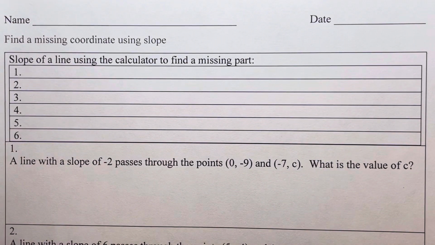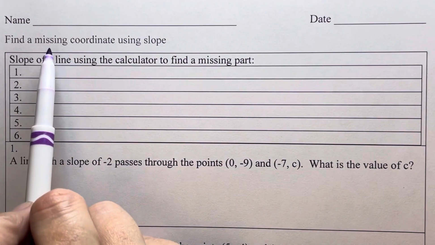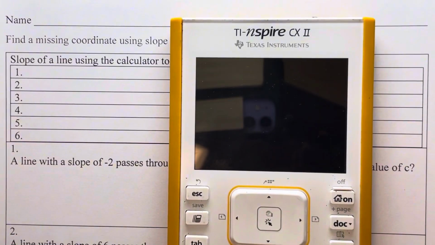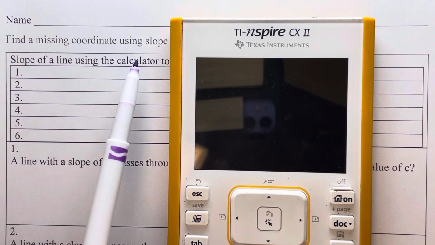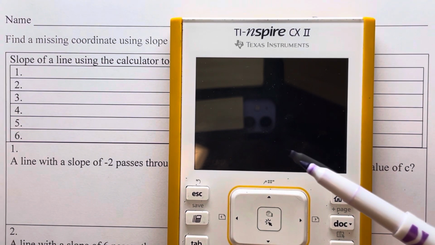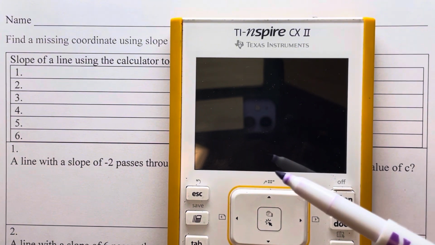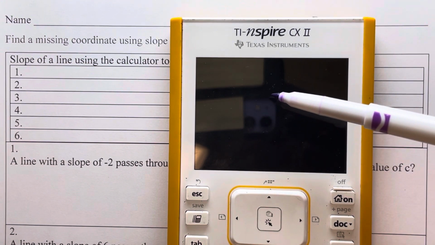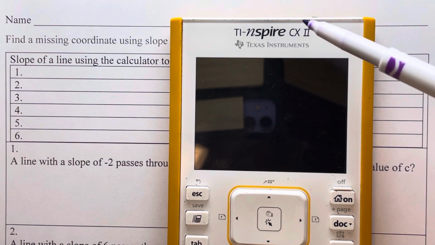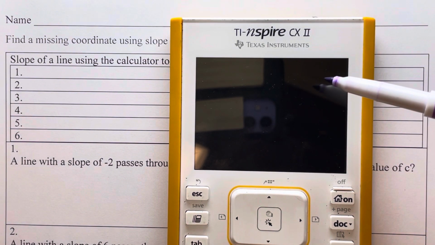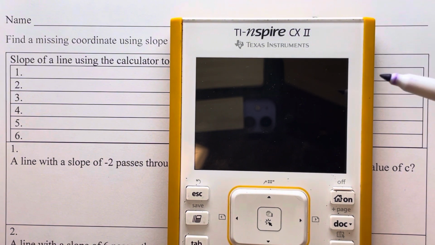In today's math lesson, we're going to find a missing coordinate using the slope. Truth be told, you can do this by hand. You really can. But I am not as interested in the by hand number manipulation at this point in time as I am in do you know how to set up the equation correctly. So we are going to use the TI Nspire calculator to help us actually do the solving of the equation.